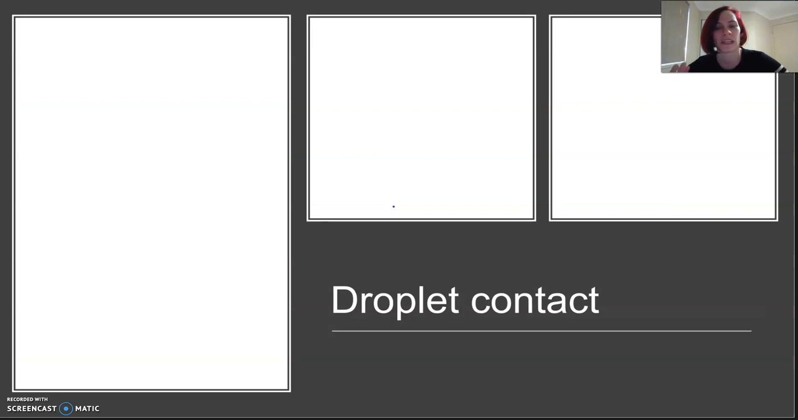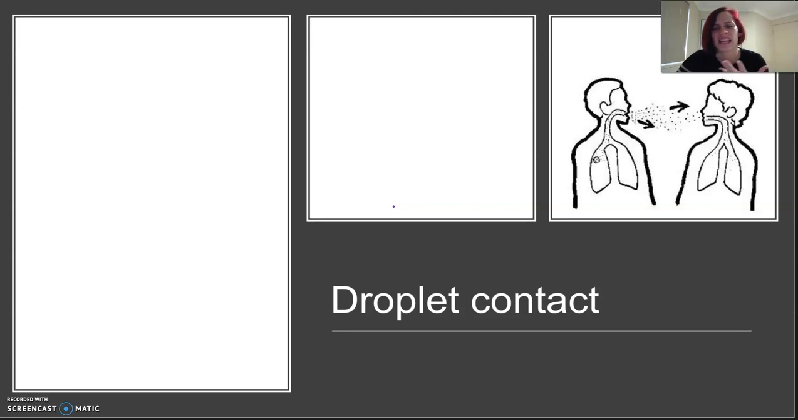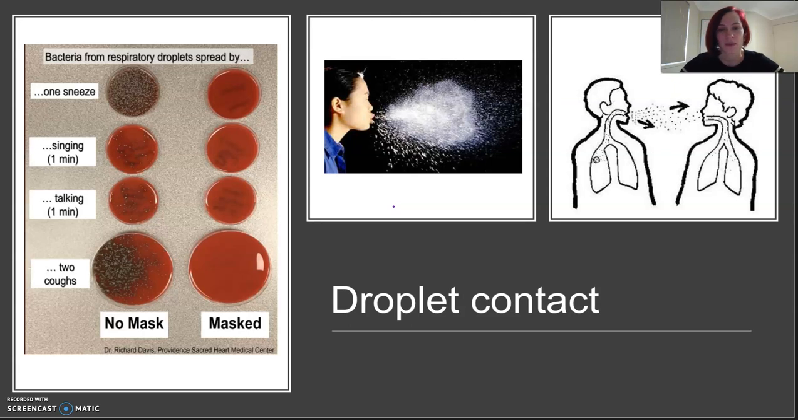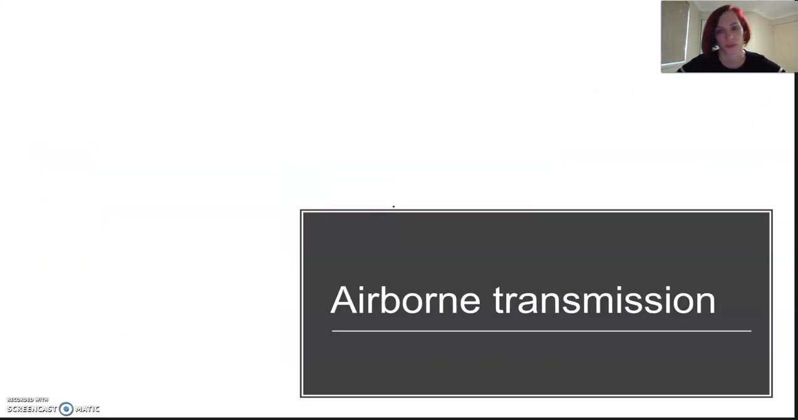Droplet contact occurs when infected droplets make contact with the eyes, the nose, the mouth, any opening on the body essentially. And it's generally generated when an infected person coughs, sneezes, talks, or those kinds of things. Droplets settle really quickly as they are quite large. Examples of diseases that spread this way are measles and COVID. However, there is certain talk lately that COVID can also be passed via airborne transmission.